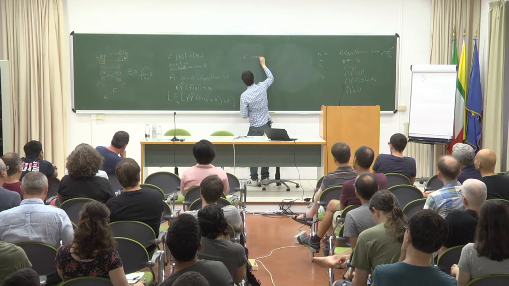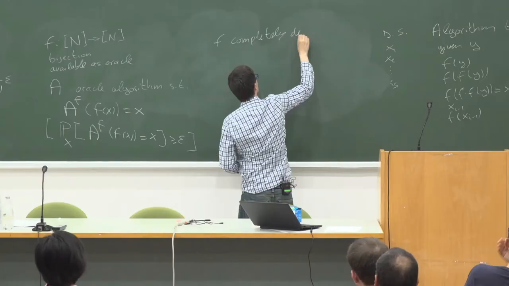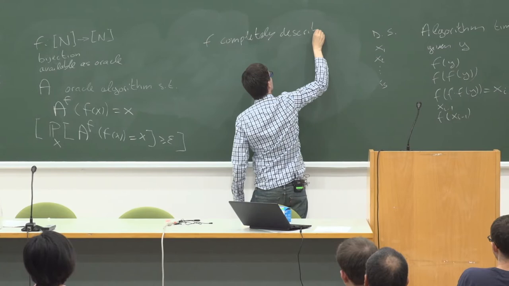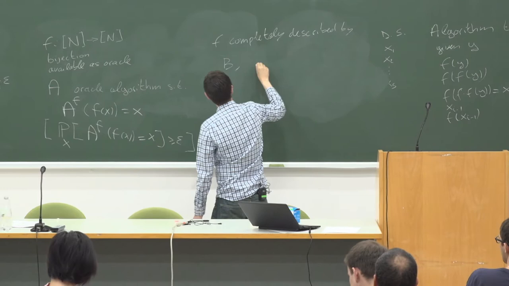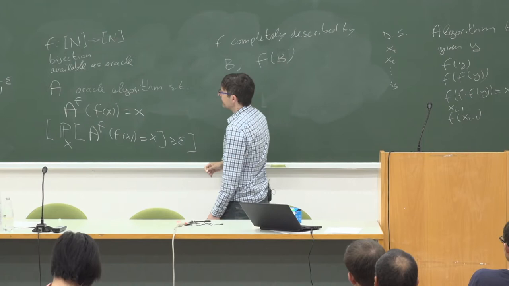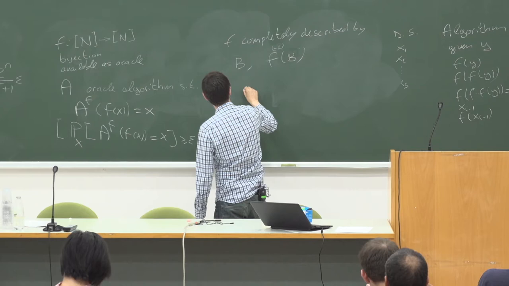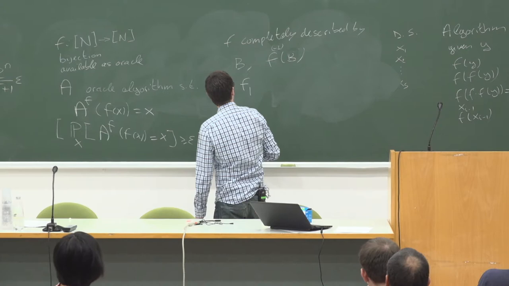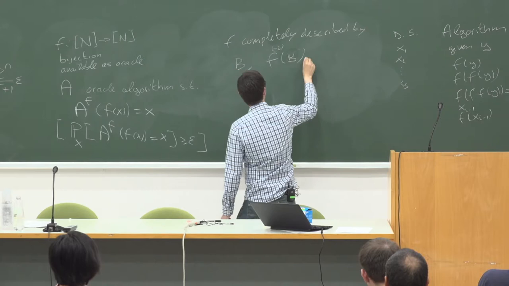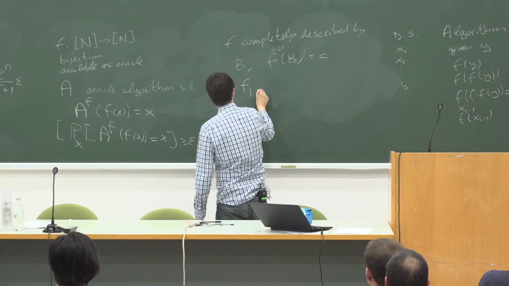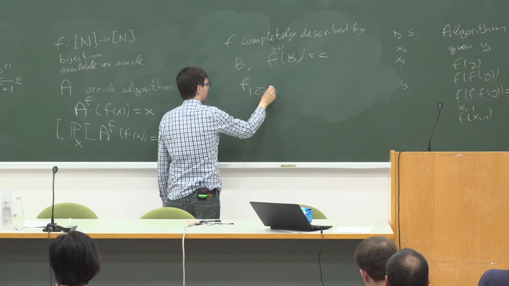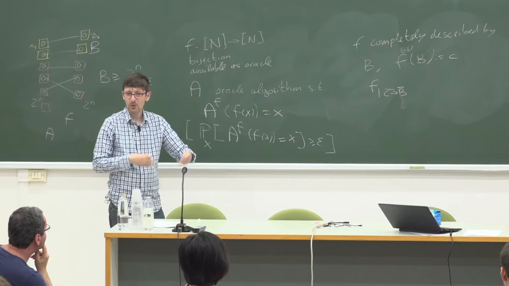is completely described by this set B. I guess I'm thinking of B as the output. So B, it's a set of preimages, and then what is F restricted to... Okay, maybe I'll call this C. What is F on the specified pairs, on the complement of these sets.